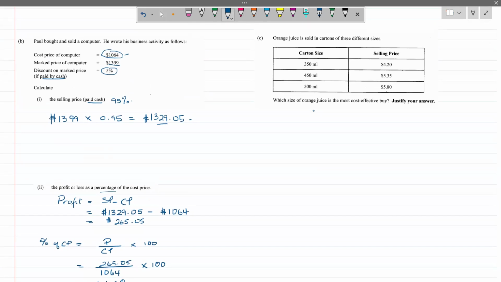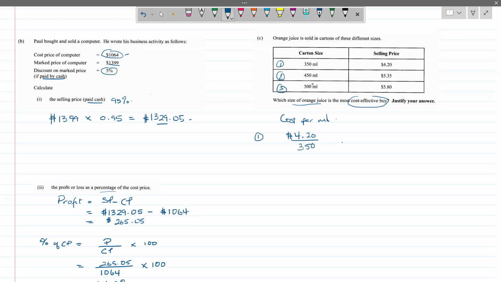Part C. We have 3 carton sizes, 350 ml, 450 ml, 500 ml. And we want to calculate which size of orange juice is the most cost-effective buy. So what we want to work out is probably the cost per ml, right? We might need to do a little bit because you're going to get some very small numbers. So let's label them 1, 2, and 3.